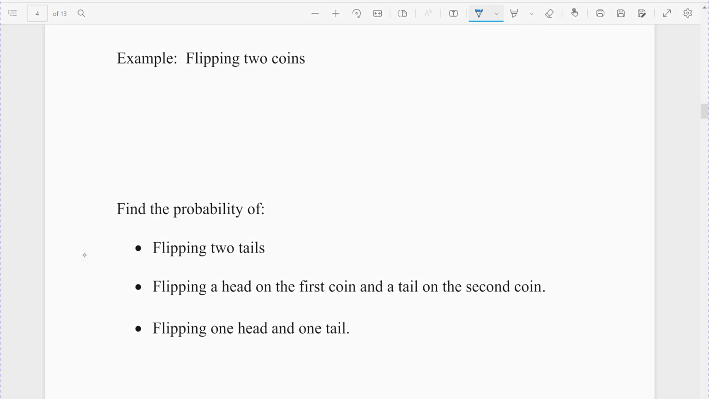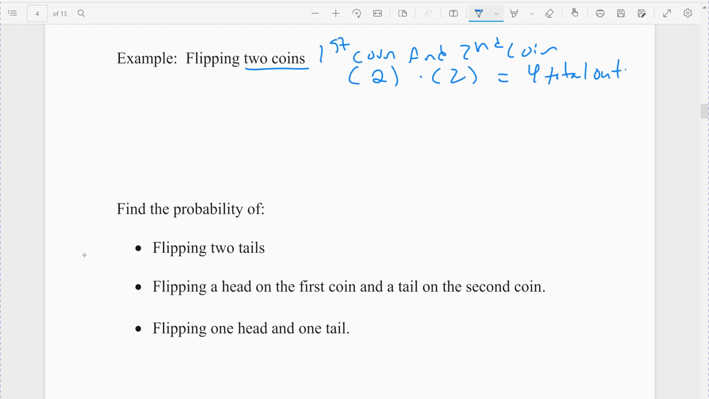The next example is flipping 2 coins, and I'm going to show you a way to draw this out when you only have 2 possible outcomes. When flipping 2 coins, there are 2 possible outcomes for each coin, but we're going to flip 2 of them. So we have our first coin and our second coin. There are 2 outcomes on the first and 2 outcomes on the second, so there will be 4 total outcomes.